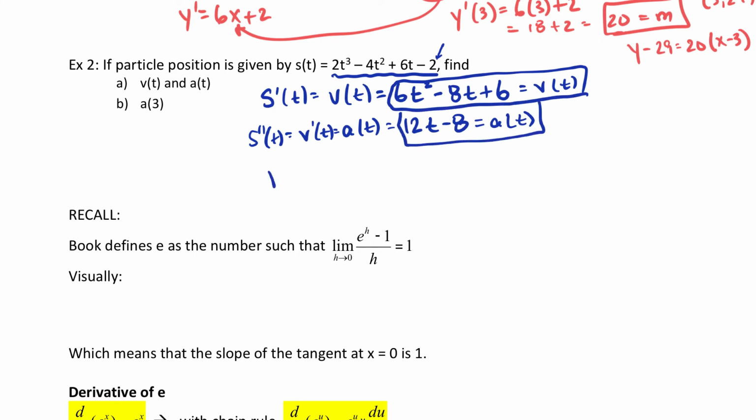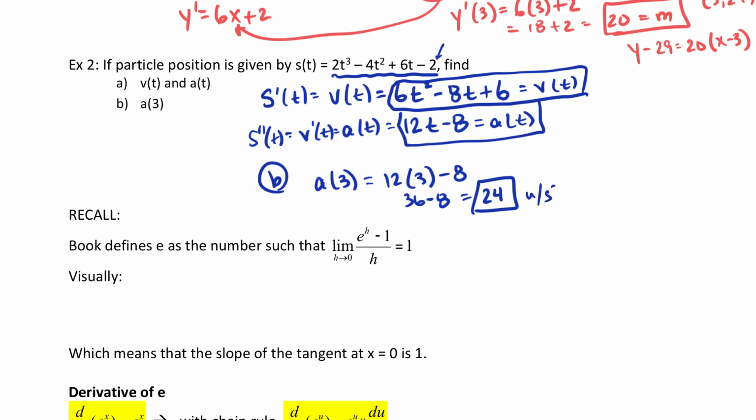Now, if I want to find for part b, a of 3, I'm just going to plug the 3 in. So this becomes 12 times 3 minus 8. So this is 36 minus 8, which would give me 24. And if we wanted to put units on this, it would be units per, say, second squared.